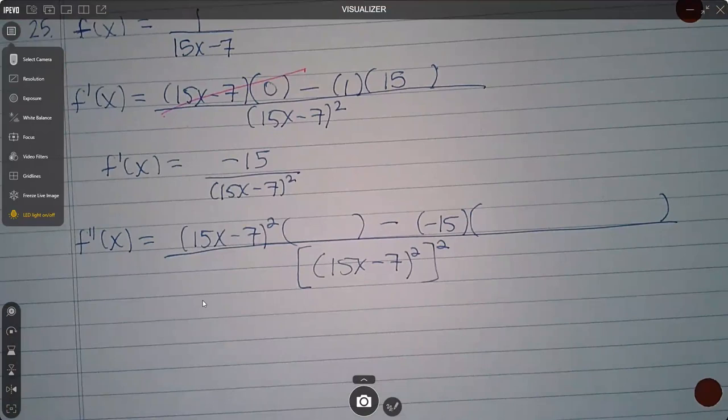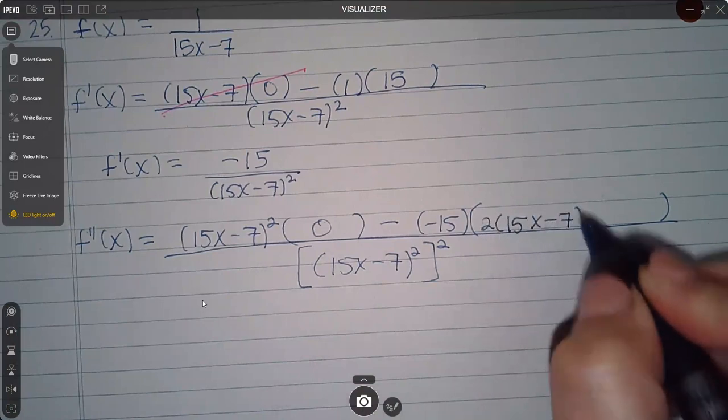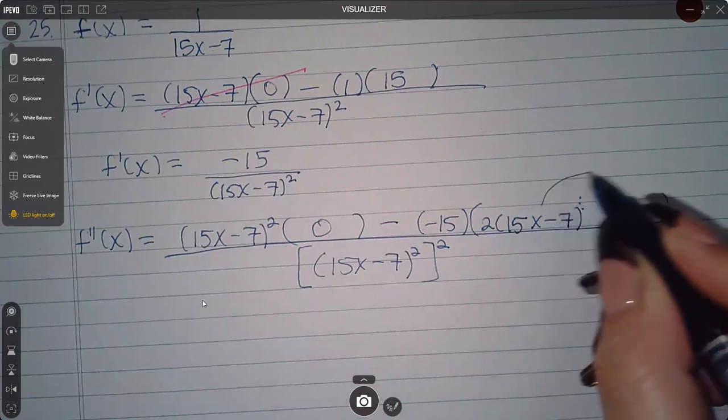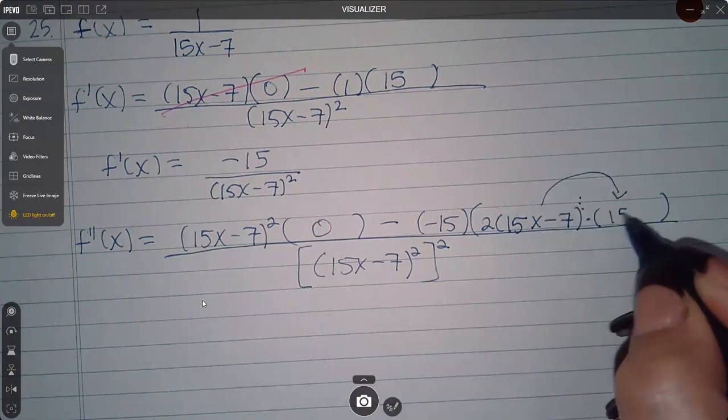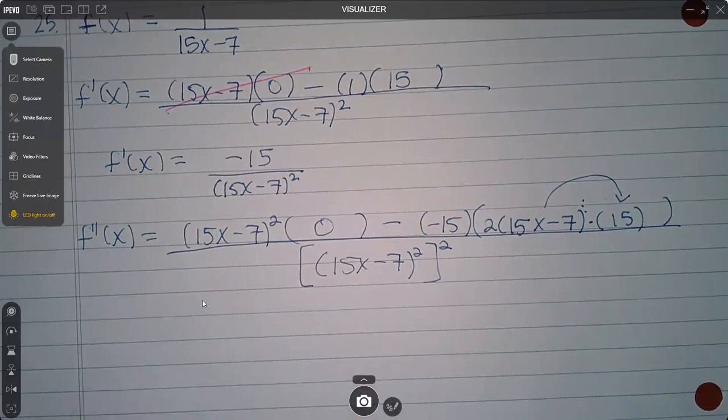What's the derivative of the top? 0, which is nice. What's the derivative of the bottom though? This. 2 times 15x minus 7 times the derivative of that, the chain rule, right, times 15. Okay, well, the same thing is going to happen to me in the front. All that's going to go away.